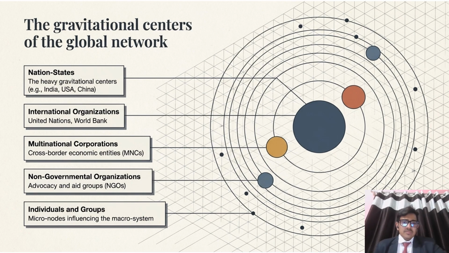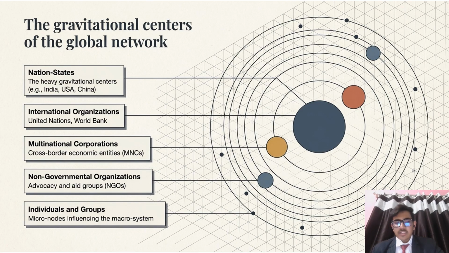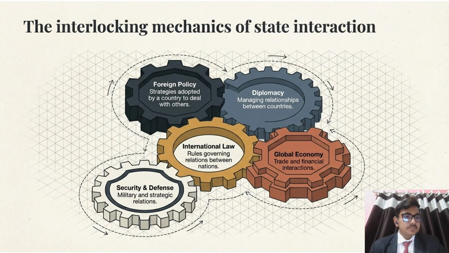Here are the gravitational centers of the global networks. There is the United Nations, a heavy gravitational source. There are international organizations like the United Nations and World Bank, and multinational corporations across economic entities. Now we will move to the next slide.